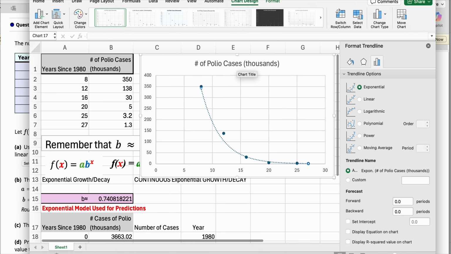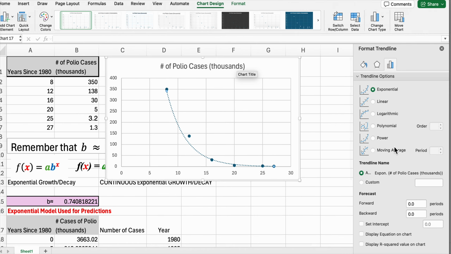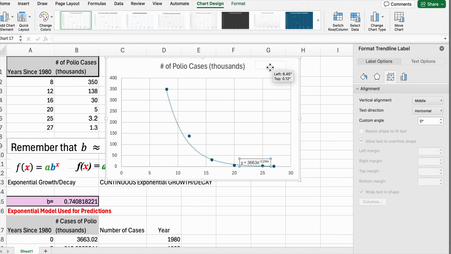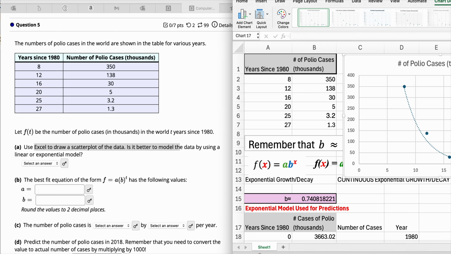And that's key. And so then what I want to do is I want to come all the way down here and I want to display the equation on the chart. And it just sort of plops it right down there. I'm going to drag that up. I'm holding my left mouse key. I'm dragging that up. So now let's look at the problem again.